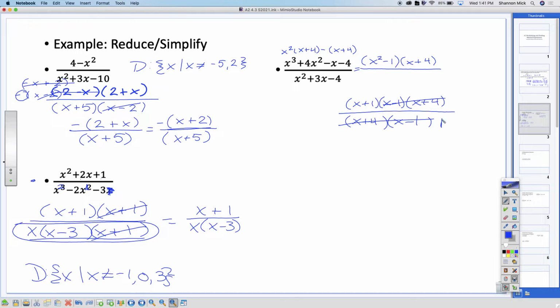Oh, I forgot my domain. That's okay. We'll get it. So I just get x plus 1, don't I? Can I put it over 1 if I really need to? Yeah, sure. But should I just know it's over 1? Yep. And what's my domain? x such that x cannot equal negative 4. And again, I probably should have done it before I crossed them out. It's okay. As long as you do it, it doesn't matter when you do it.